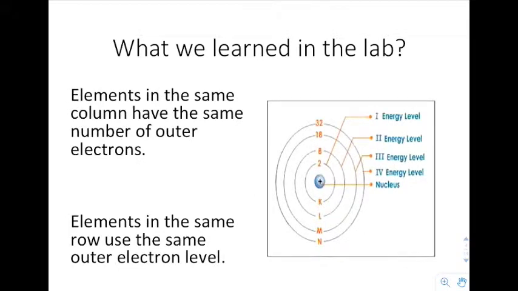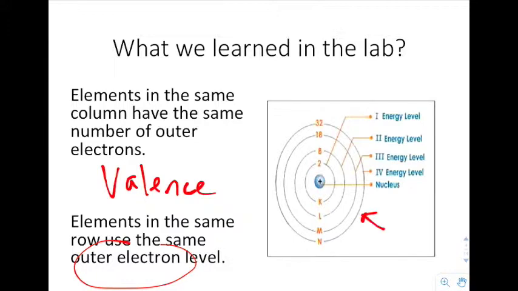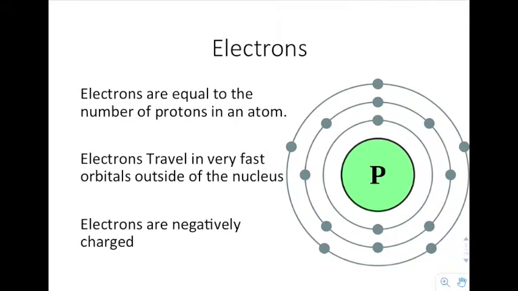So here's what we learned in the lab. Elements in the same column have the same number of outer electrons. We called those valence electrons. And elements in the same row use the same outer electron level. So everything in the same row has 4 energy levels, or 5 energy levels, and everything in the same column has the same number of valence electrons.